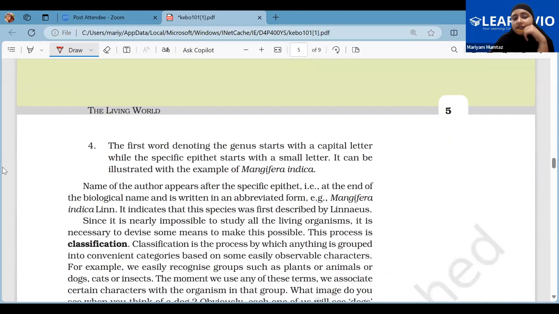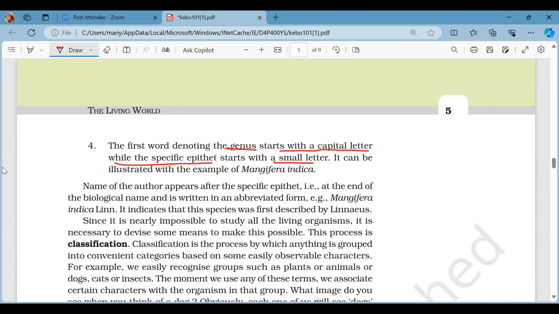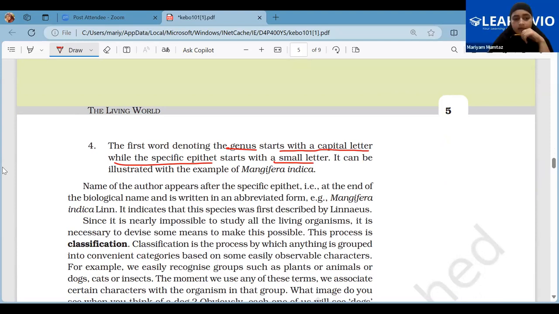Now after that, the first word denoting the genus starts with a capital letter, while the specific epithet starts with a small letter. Okay? The name of the genus will always start with a capital letter, and the species part, the specific epithet, will start with a small letter. Again, no exception to this.